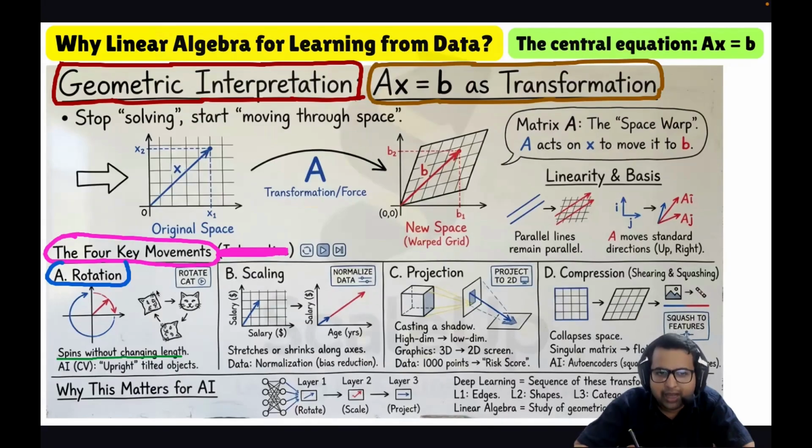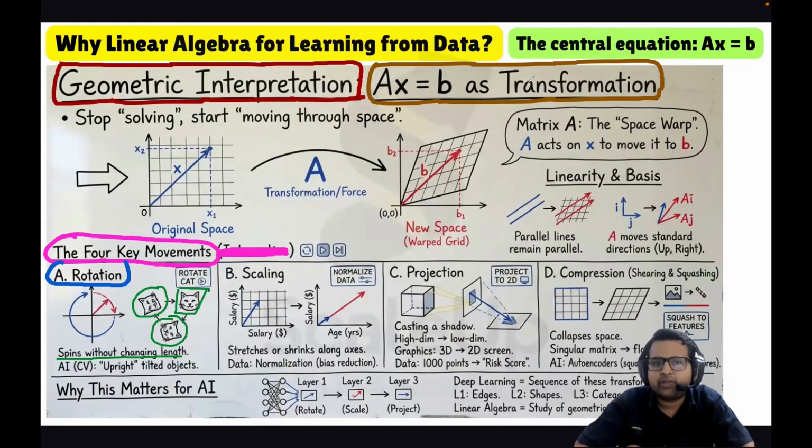Like let us suppose I have a cat which is rotated 45 degrees. So we will make use of this rotation transformation to bring it back to the normal angle and process it further. So in rotation, the transformation matrix just spins the input vector without changing the length.